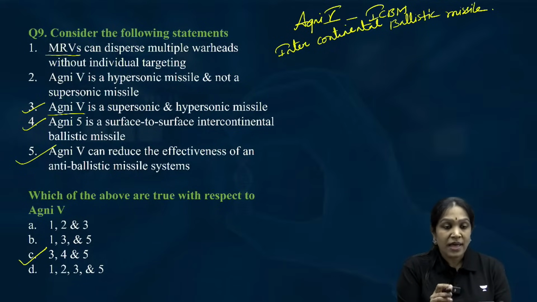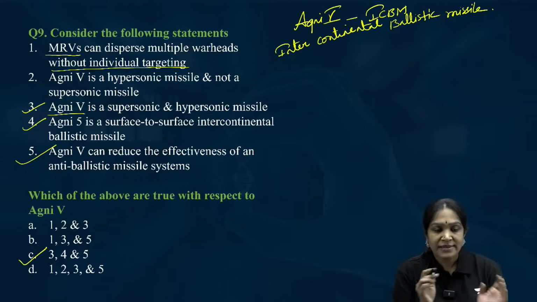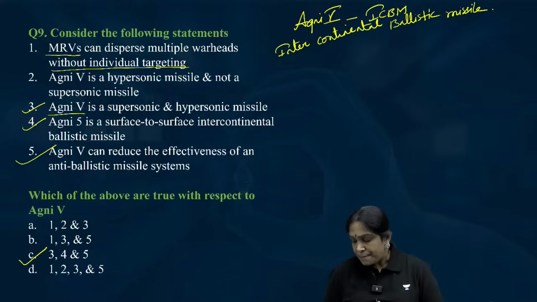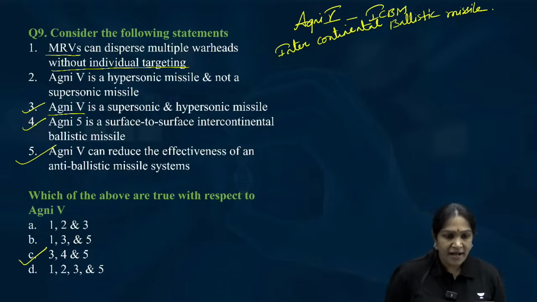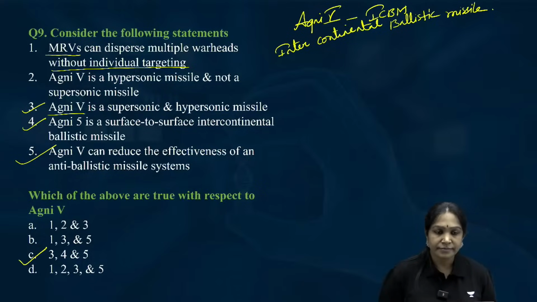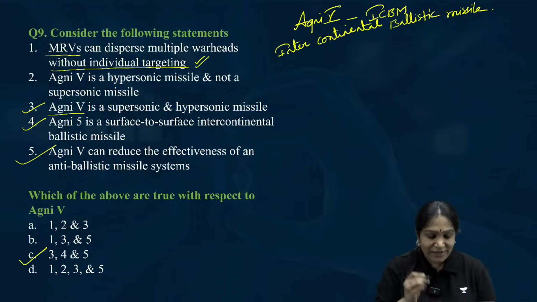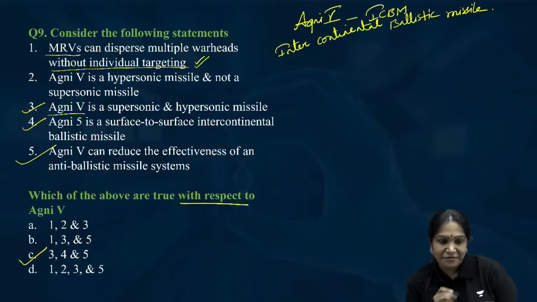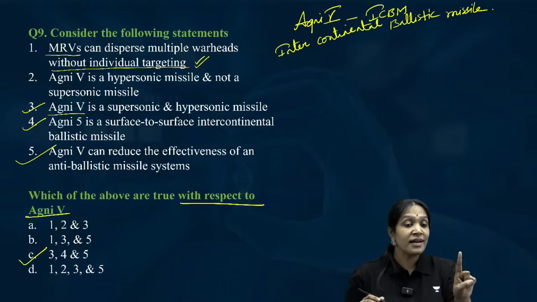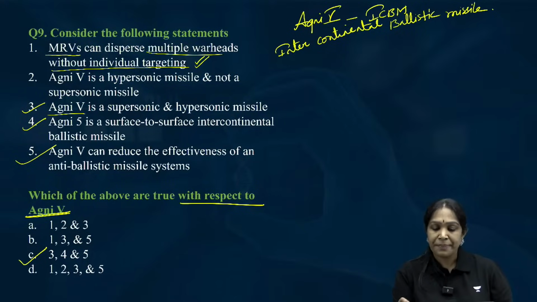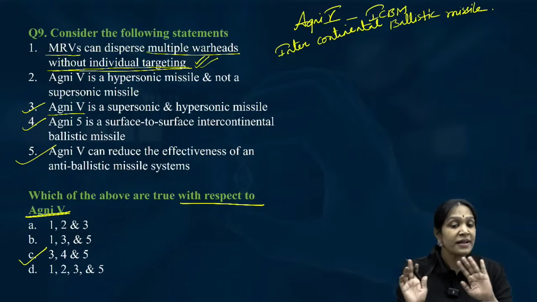MRVs, look at this, I did not give you MIRV. MRVs can disperse multiple warheads without individual targeting. Is it correct? It is correct, but not correct with respect to Agni 5. Is it clear? I hope it is clear for all of you. MRVs are multiple warheads without individual targeting. Correct, but not correct for Agni 5.